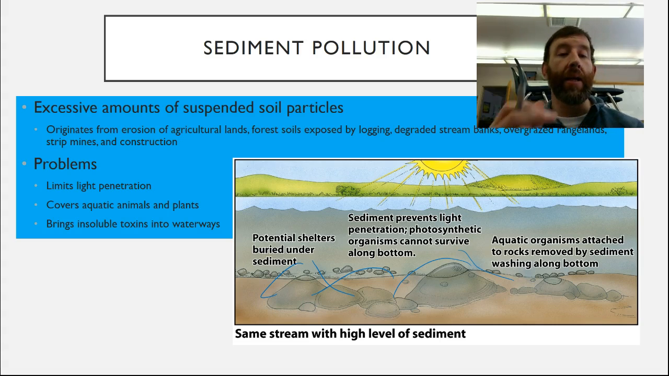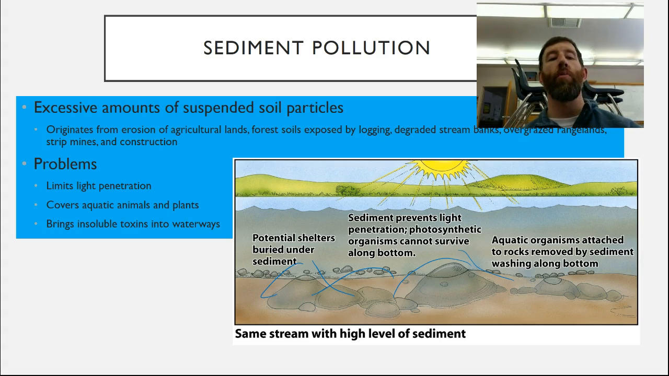All right? And again, the major concern here is not the natural erosion of sediments into waterways. That happens even after a big rainstorm and there's no deforestation or agricultural fields. We get slightly less light penetration because of sediment. So we're just talking more about the excessive amount because of land use practices.